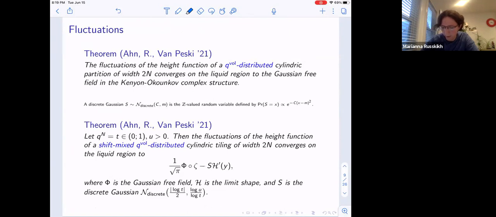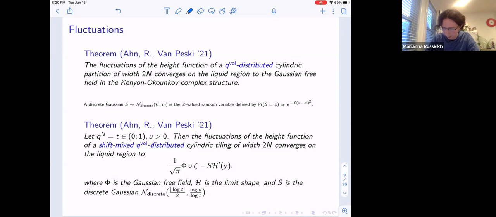So we show that the fluctuations of the height function in the Q to the volume distributed cylindric partitions, where we think about partitions only without a shift, so the unshifted Q to the volume case, converge to the Gaussian free field in some precise conformal structure, which is called the Kenyon-Okounkov conformal structure. And in the case of shift-mixed Q to the volume distributed cylindric tilings, when we have a shift as well, the fluctuations converge to the Gaussian free field with the discrete Gaussian shift.